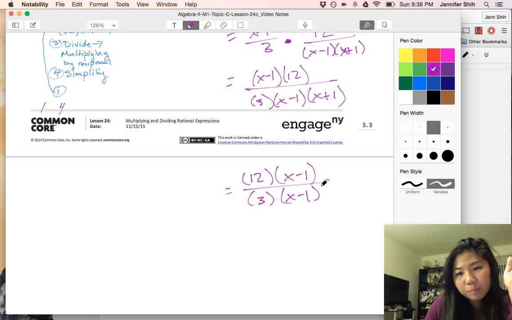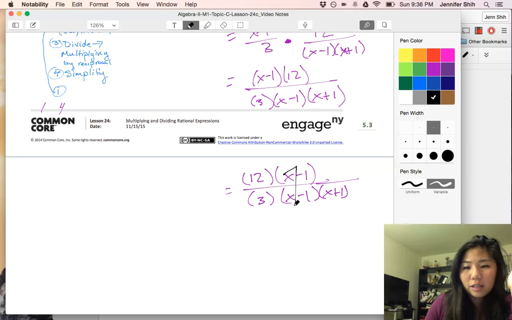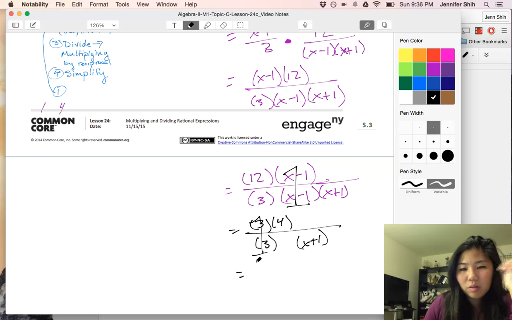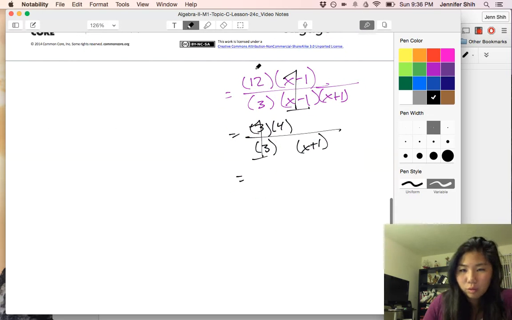X minus 1, x plus 1. Oh, that's very handy. This cancels out to 1, and then 12 over 3, I'll write this out, 3, 4, 3, and then x plus 1. All right, so this also cancels out. So I'm left with 3 times 4 is 12. That's where I got that 3 and 4. Okay, 4 over x plus 1.